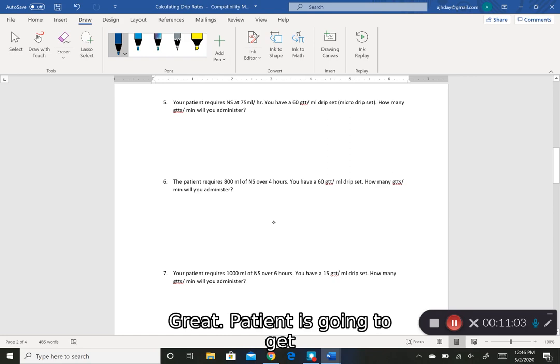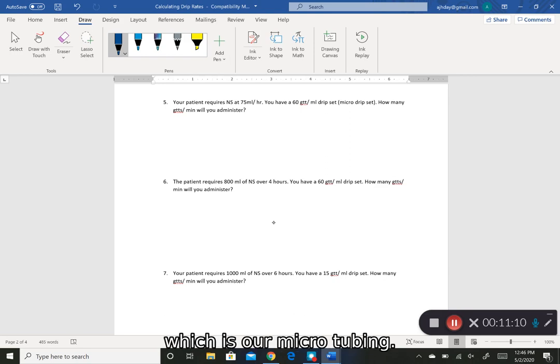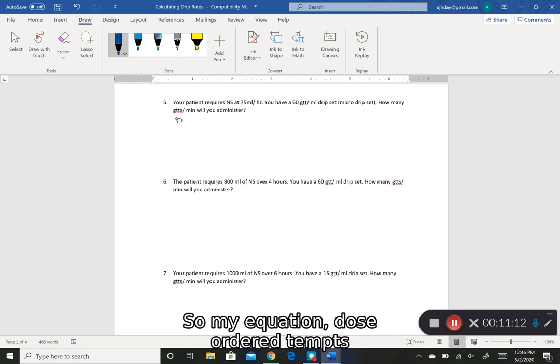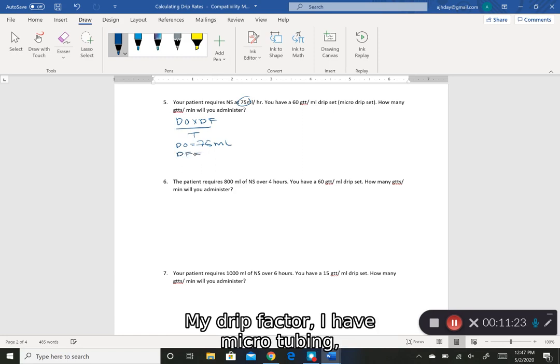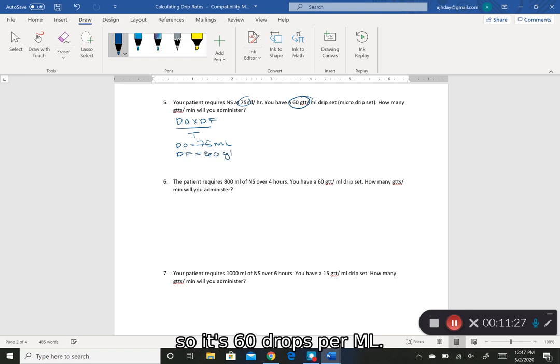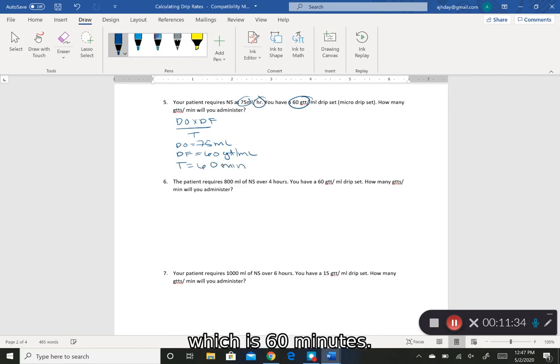All right, patient is going to get 75 mLs per hour, and we have a micro set now. That's 60 drops per ml, which is our micro tubing. So my equation: dose ordered times drip factor over time. My dose ordered here, I'm going to give 75 mLs per hour. My drip factor, I have micro tubing, so it's 60 drops per ml. And my time, it's over 1 hour, which is 60 minutes.